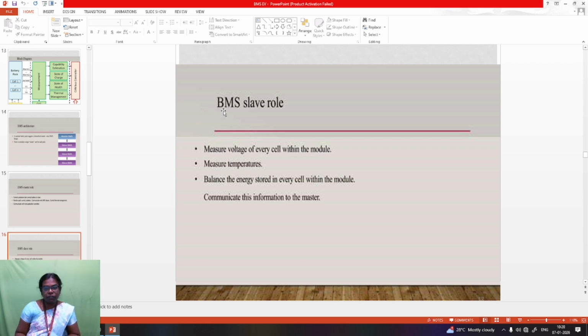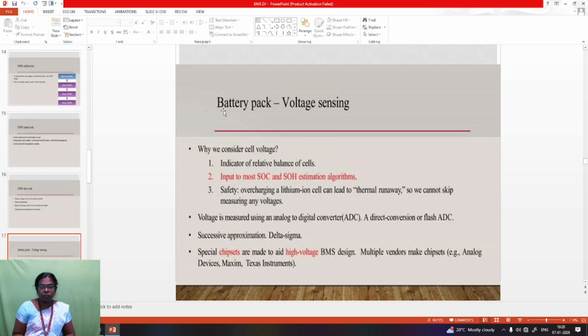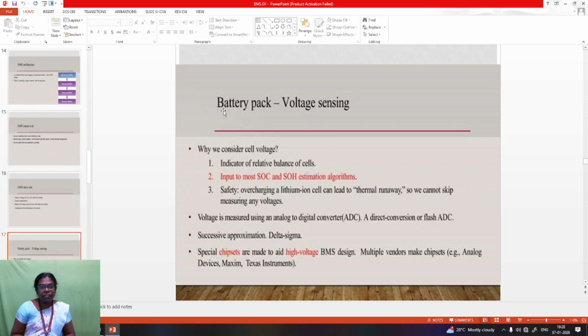Measure the voltage of every cell within a module, and measure temperature. It also balances the energy stored in every cell within the module and communicates this information to the master. Then battery pack voltage sensing. With the help of voltage sensors, we sense the voltage and it will be displayed on any device. That means IoT. Why do we consider cell voltage?